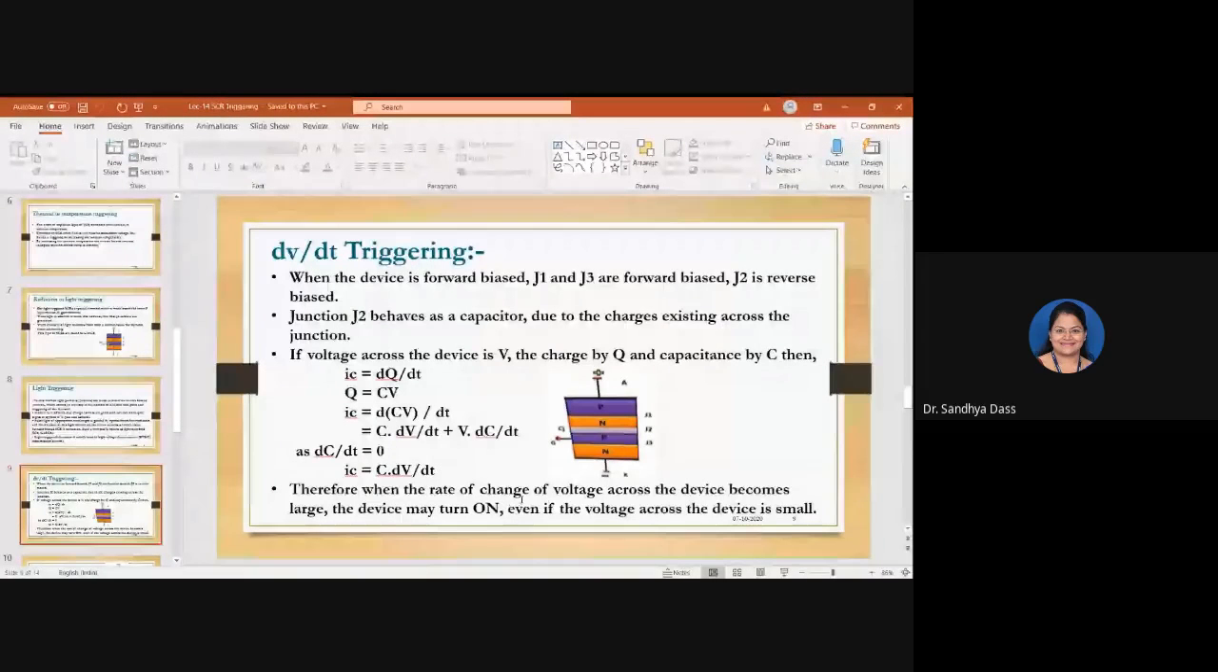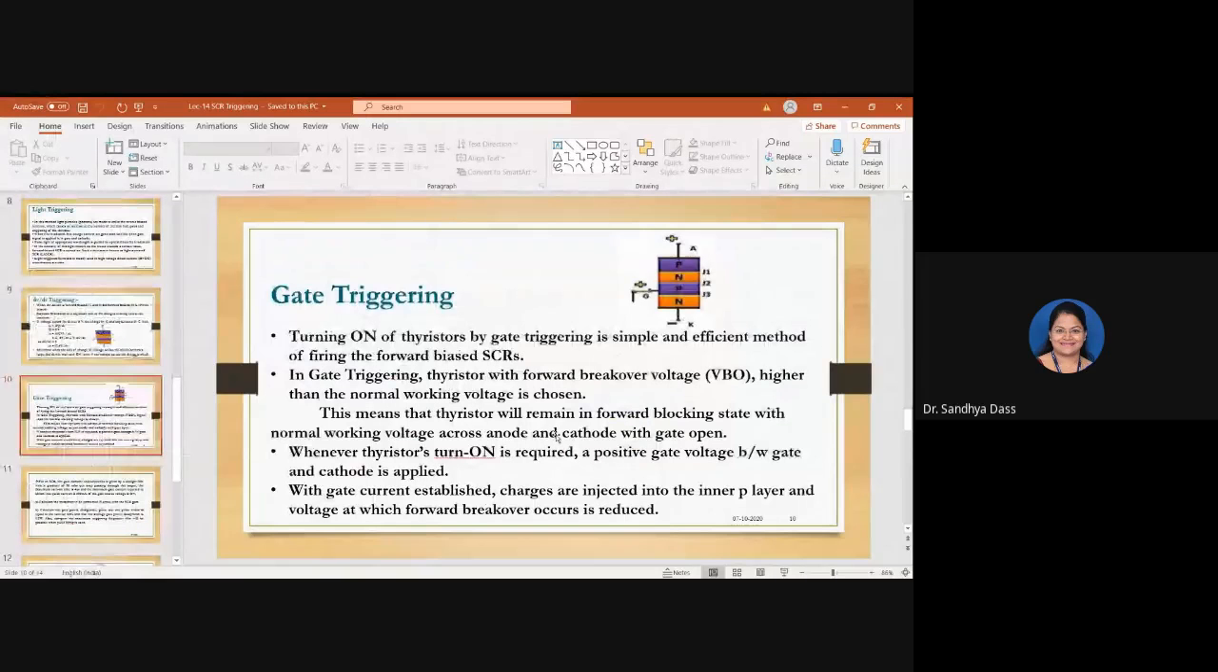So that is what the last point says: when the rate of change of voltage across the device becomes large, the device may turn on. The point here is about junction J2. Even if the voltage across the device is small, that is, the voltage VAK you are applying across anode and cathode is small, if you increase the rate of change of voltage across it, that can trigger the device on. So how do we do that actually? It's nothing but something about the gate terminal, right? So that is the final method, gate triggering.